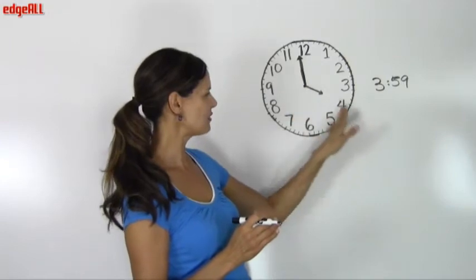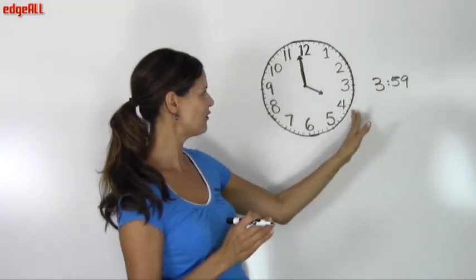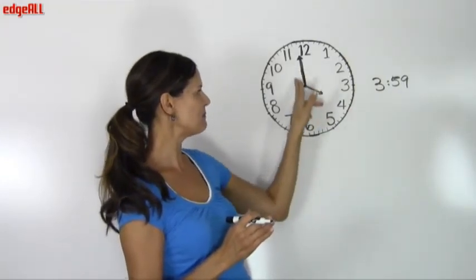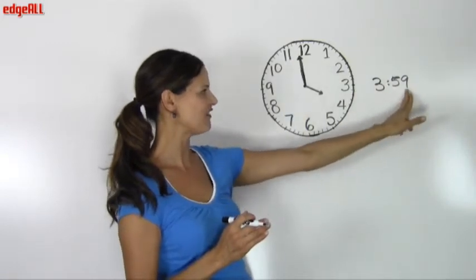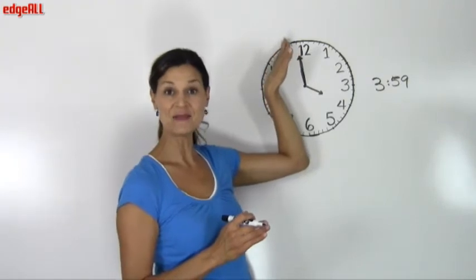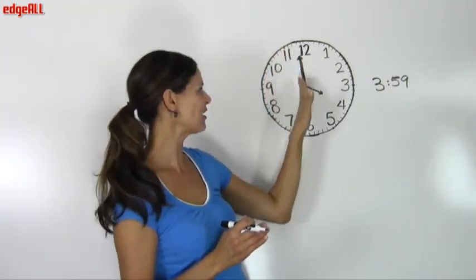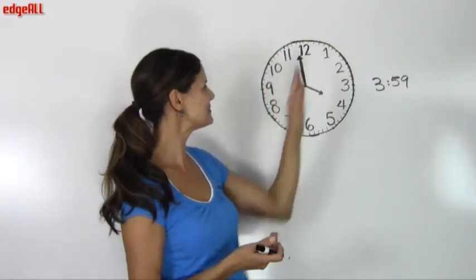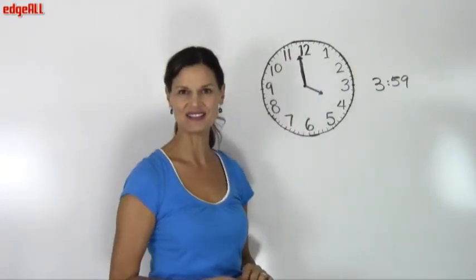It would be just to the 3 side, just before the 4. The hour hand would be pointing there, almost at the 4, and the minute hand would be pointing at 59 minutes past the hour, which is 1 minute before the next hour, and it would be pointing one space to the left of the 12.